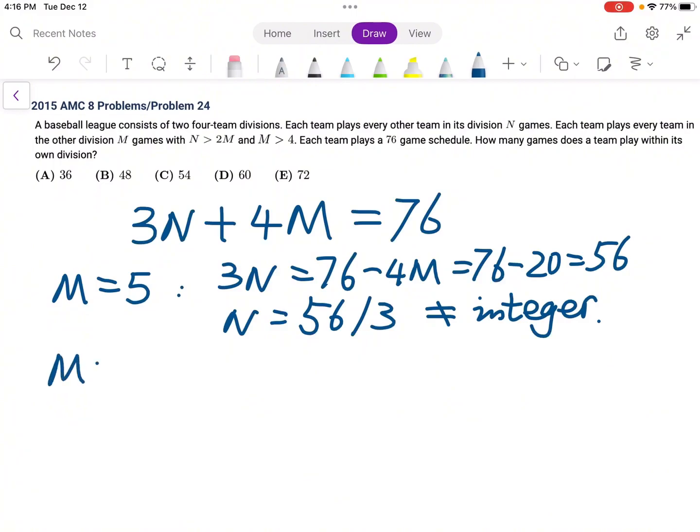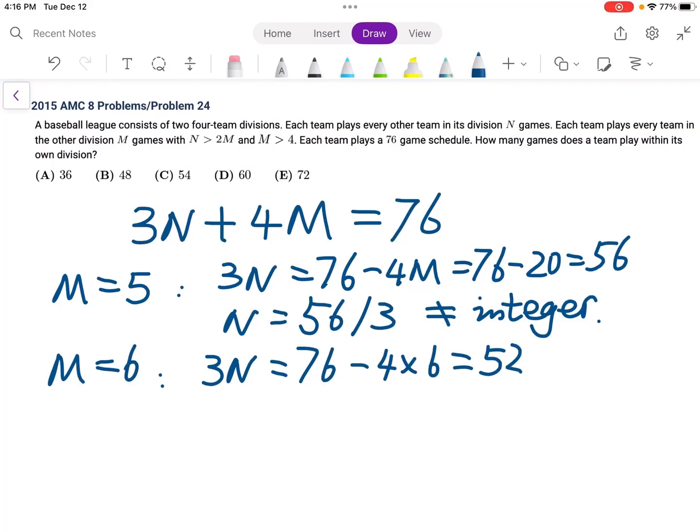If m equals 6, similarly we will get 3n equals 76 subtract 4 multiply 6 equals 52, and n equals 52 over 3. Again, it's not an integer, so this is not a valid answer either.